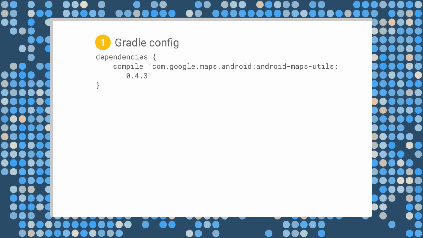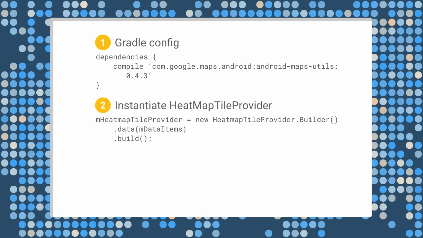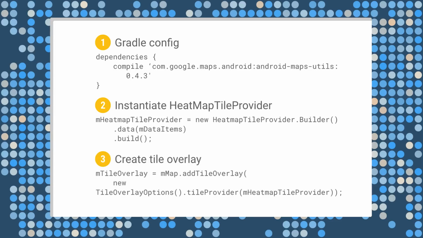In terms of the code, it's very similar to what we just saw, and it's pretty simple. This time, we have a three-step process. We add our utils library to the Gradle config. We then go and instantiate a heat map tile provider and pass in those data items. And then we just go ahead and create the tile overlay.